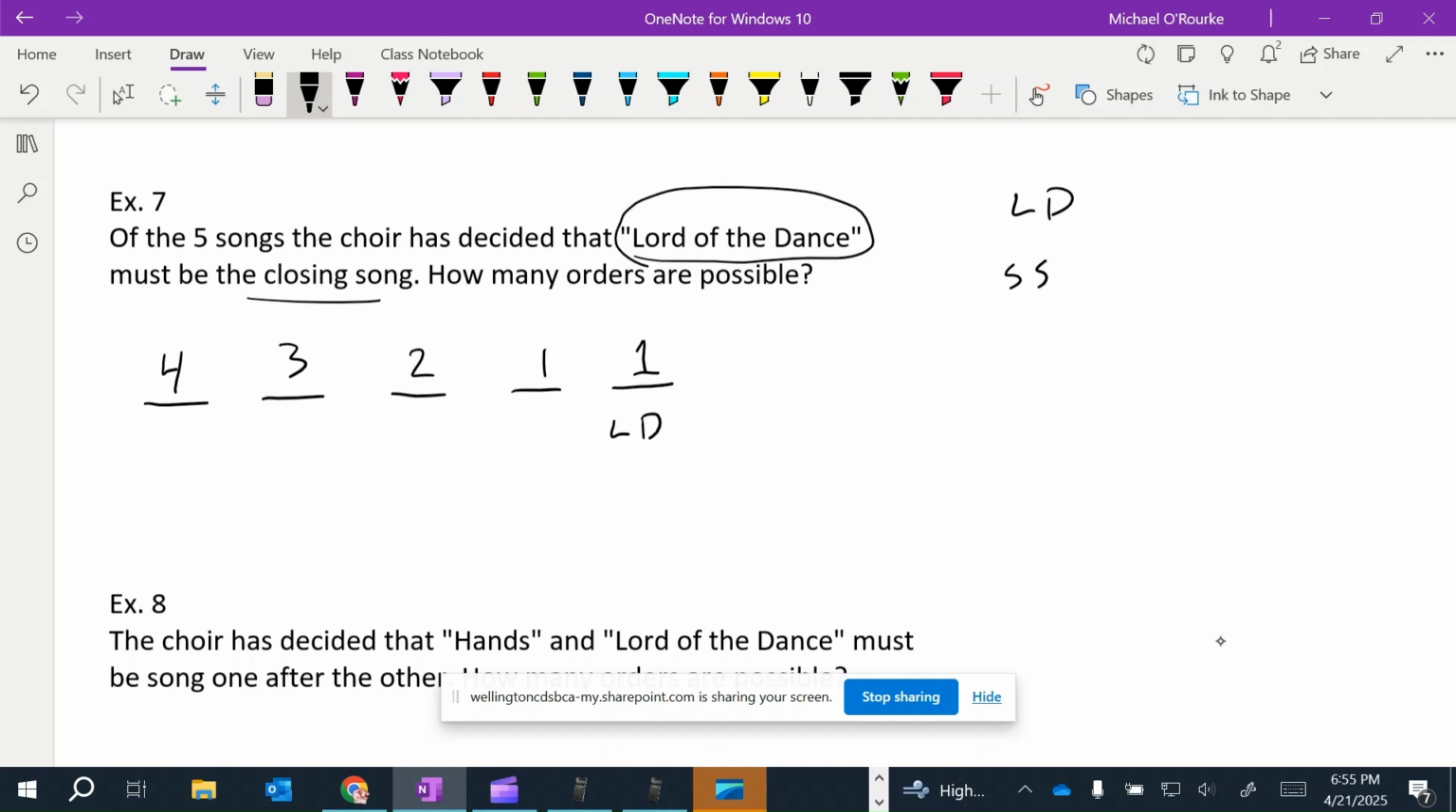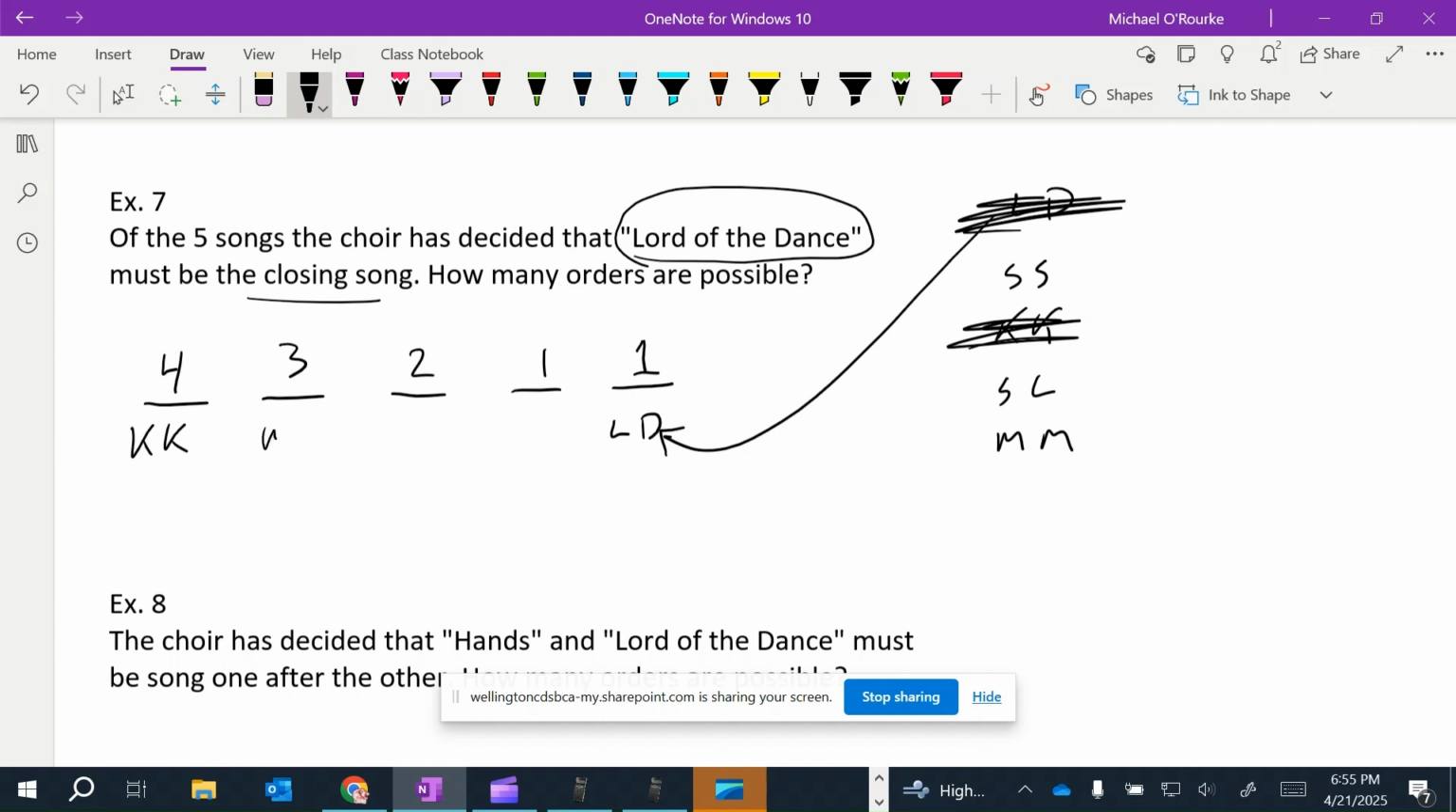Let's say I have songs KK, SL and MM. Let's say those are all my songs. Lord of the Dance goes there, so it's gone. Then I have 4 options left. So let's say I'm going to use KK here. So I have 3 songs left. I use MM. I have 2 options left and then 1 option left. Okay, and that's how we get 4 factorial, just straight 4 factorial. So it's 4 times 3 times 2 times 1, and times 1 doesn't really do anything. All right.